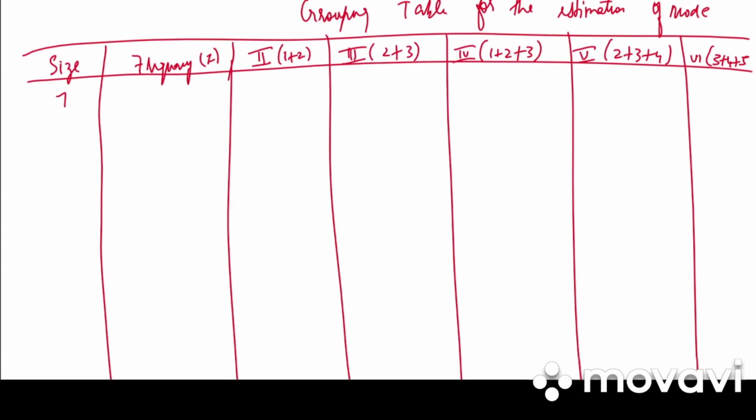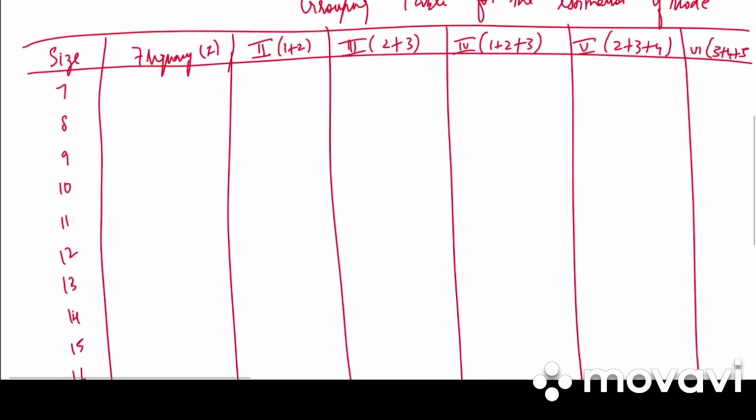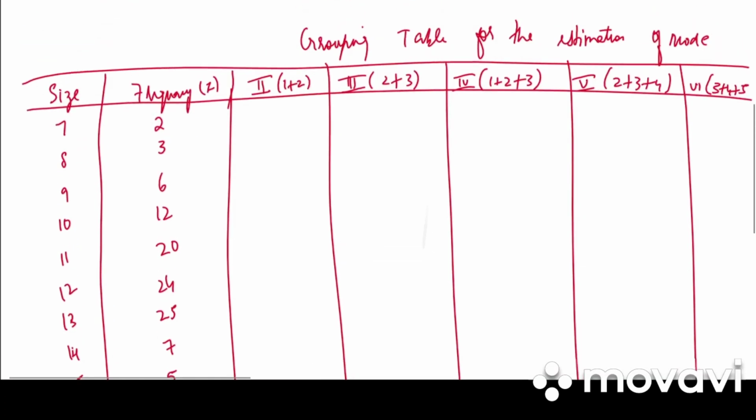So size from 7, 8, 9, 10, 11, 12, 13, 14, 15, 16, 17. Frequency, whatever is given in the question, 2, 3, 6, 12, 20, 24, 25, 7, 5, 3, 1.